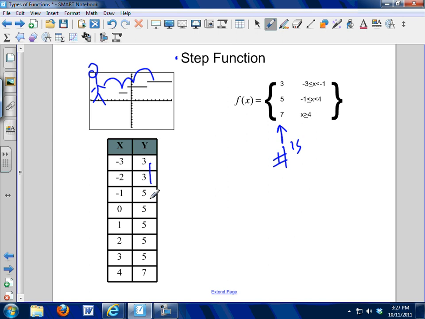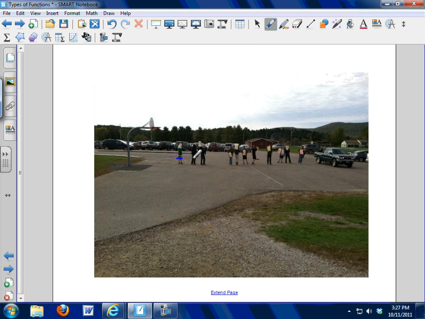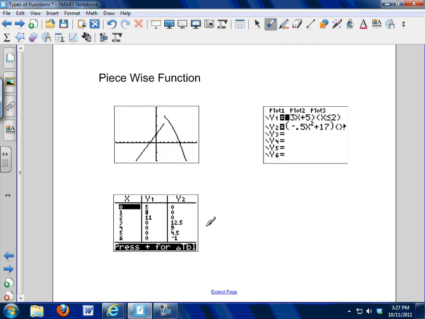Boom, 3 for a little while, then 5 for a little while or longer, and then 7 from there on in. Any number after here would be 7. We made a step function when we were outside. Had a step here, had a step there, we had another step there, and we had a step there. All steps right there, broken apart. Not a nice continuous thing, but a function nonetheless.